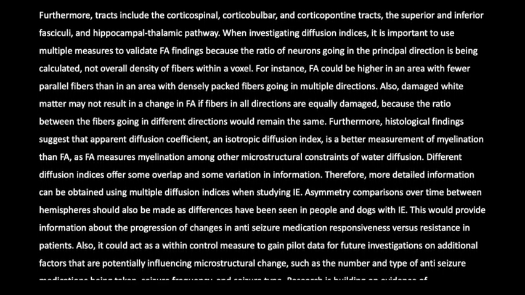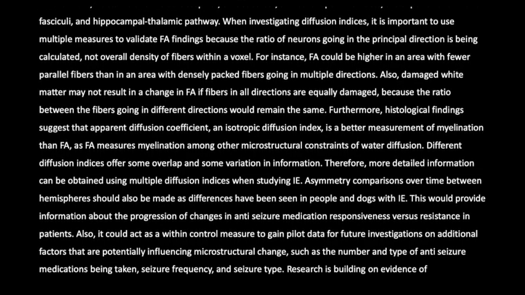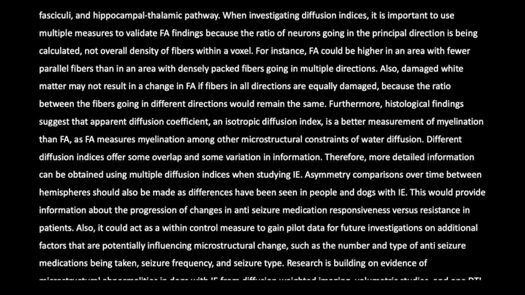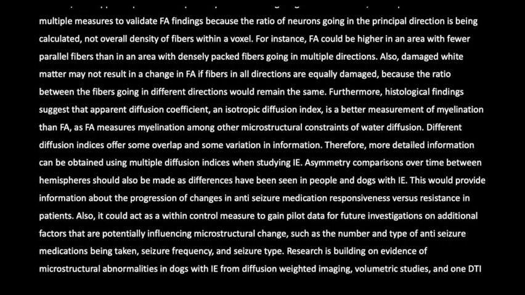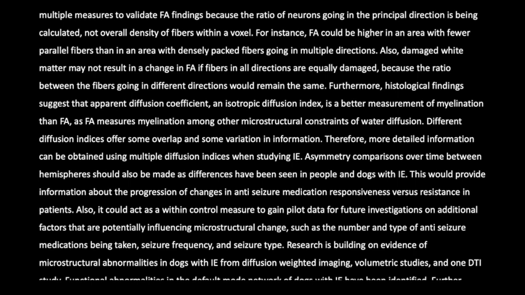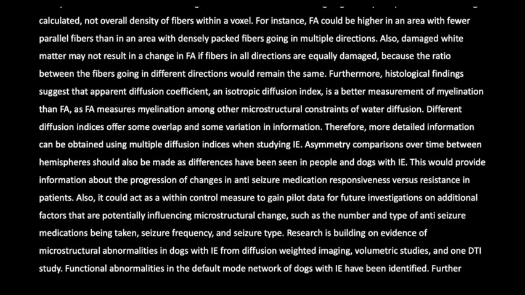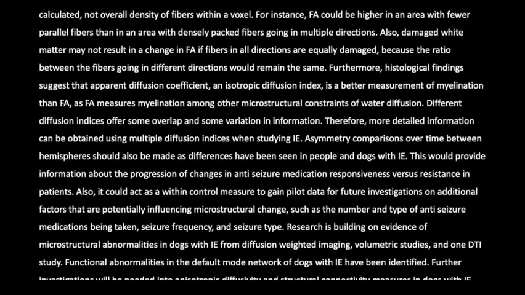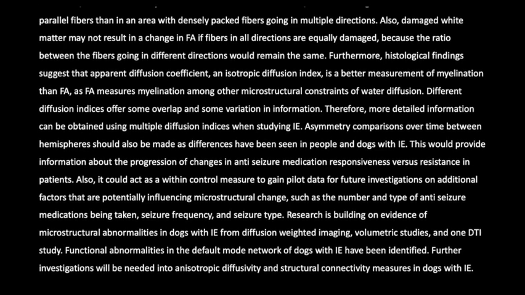Furthermore, histological findings suggest that apparent diffusion coefficient, an isotropic diffusion index, is a better measurement of myelination than FA, as FA measures myelination among other microstructural constraints of water diffusion. Different diffusion indices offer some overlap and some variation in information. Therefore, more detailed information can be obtained using multiple diffusion indices when studying IE.